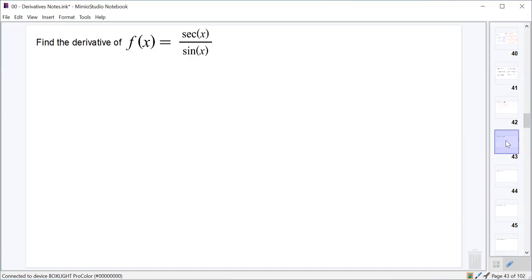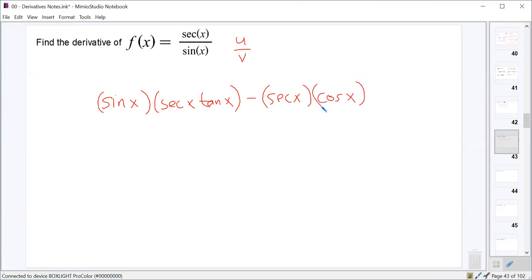For secant x over sine x, we'll again use the quotient rule. This is again u over v. So we'll take a look at it as if we're going to take a derivative with the quotient rule. It's sine x, v, times the derivative of u, and the derivative of secant is secant x tangent x. So v du minus u dv. So minus secant x, and then the derivative of sine x is cosine x, all over the sine squared.